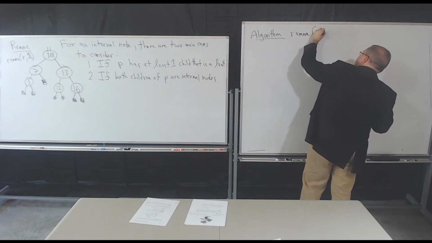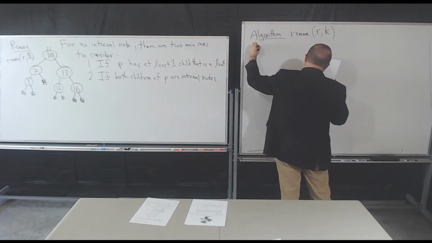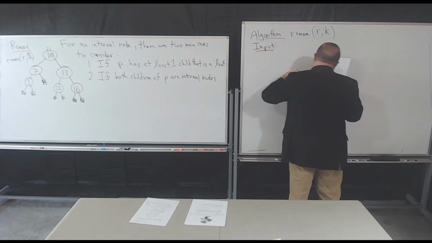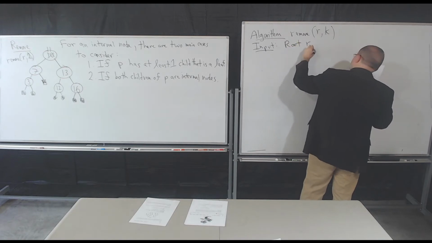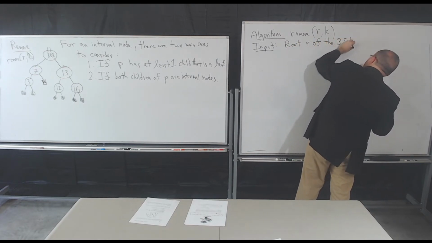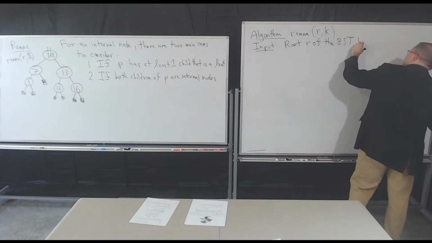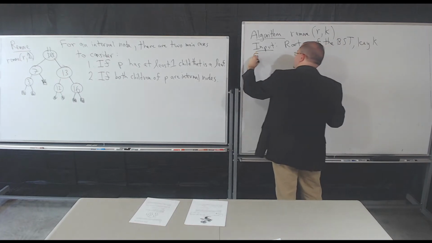So remove, I get the root of the tree, and K, the key for which the record I want to remove. So input: root R of the BST and key K. Okay, the output.